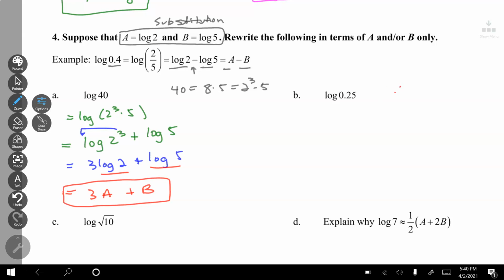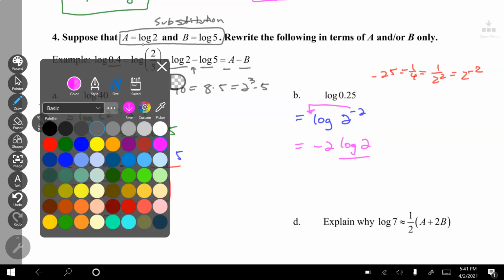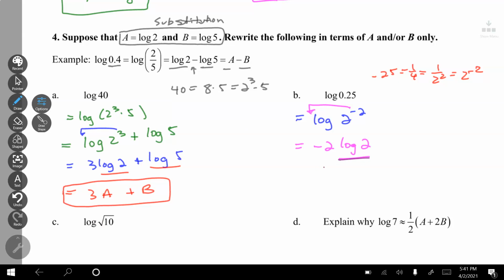Over here, I have to think about 0.25. Well, 0.25 is 1 over 4, which is 1 over 2 squared, which is 2 to the negative 2. So I can rewrite this problem as log of 2 to the negative 2. And I know that this exponent jumps up front, so I get negative 2 log of 2. And by my substitution rule, log of 2 can be rewritten as a, so the result is negative 2 times a.